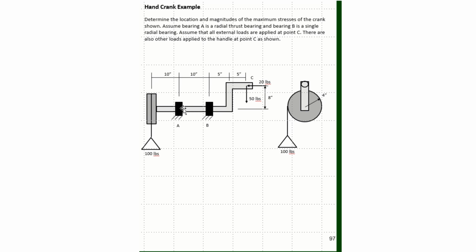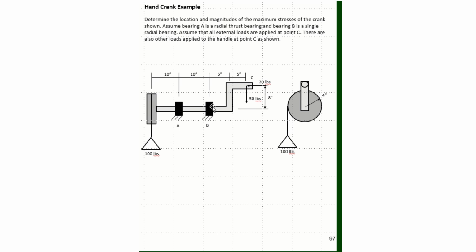So in this case, we have one thrust bearing at bearing A that will be able to carry this 20-pound load, and it'll also carry radial loads. Bearing B is simply a radial bearing and will just carry radial loads.